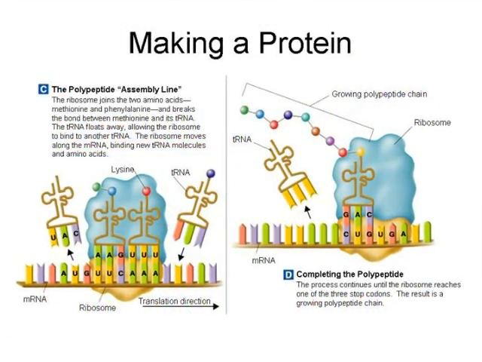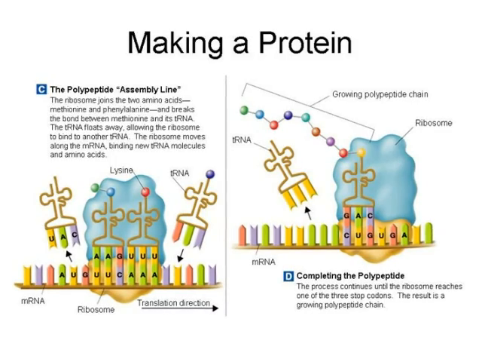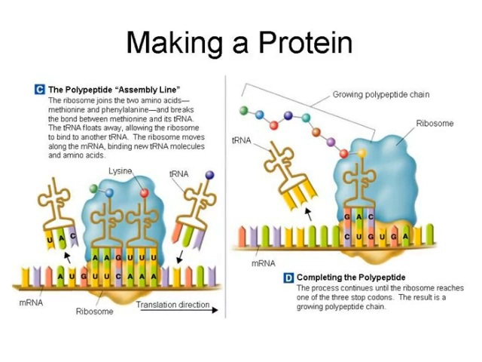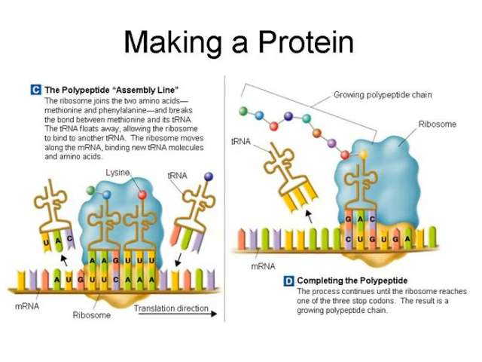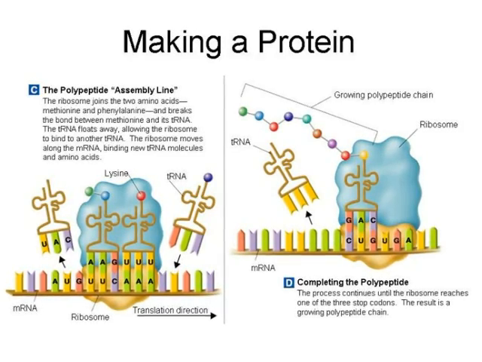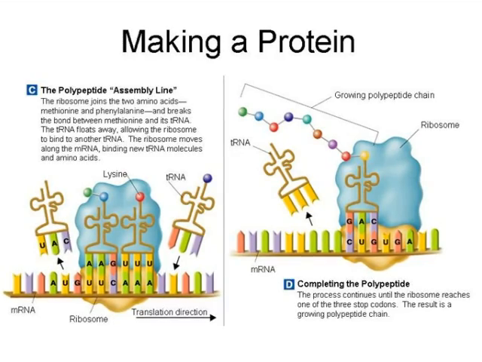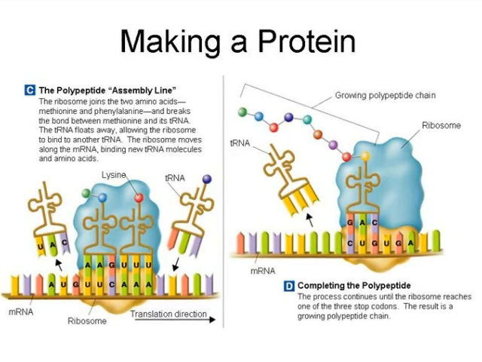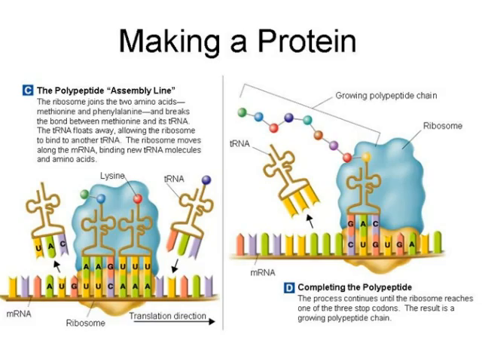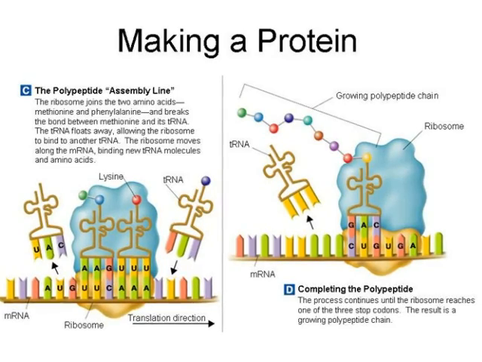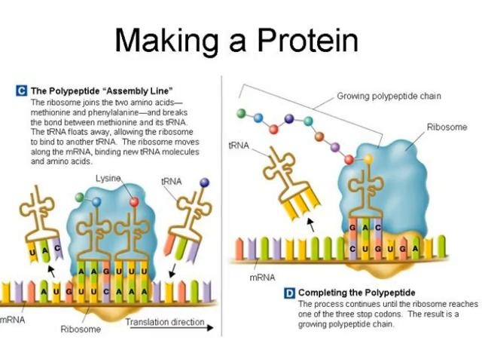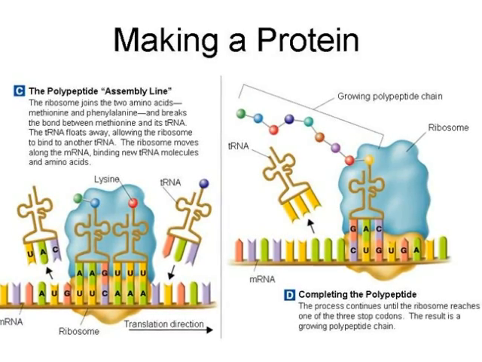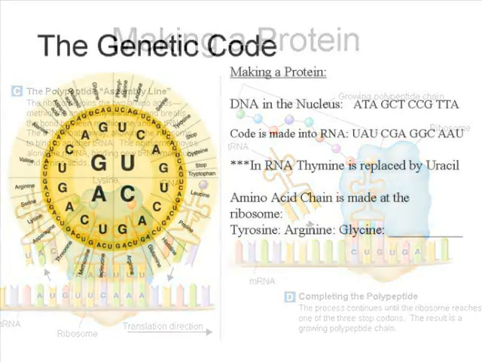As the messenger RNA continues to travel through the ribosome, transfer RNA molecules continue to pair up with the complementary bases. The growing chain of amino acids gets longer and longer until a stop codon is reached. When the stop codon is reached, the amino acid chain breaks away and folds to become a protein. The protein can then be used by the cell or body for its particular function.